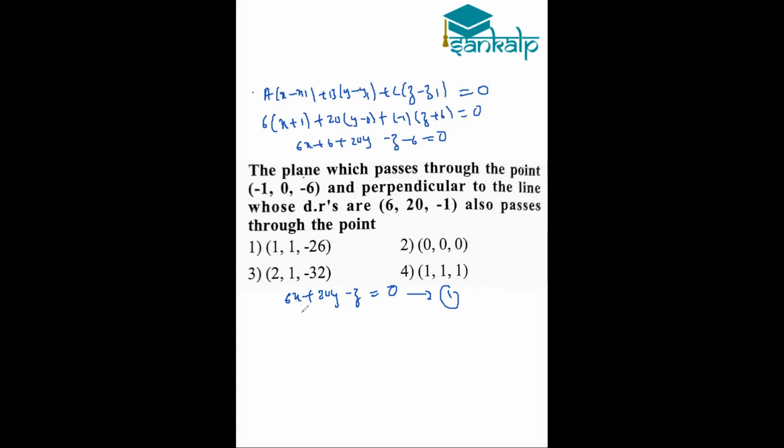We need to check which of these points lies on this plane. If you substitute the first point, x value is 1, y value is 1, and z is minus 26, it will be equal to 26 plus 26. But when we substitute the second point, the origin, it is 6 into 0, 20 into 0 and minus 0. So the overall answer will be 0, which is the RHS. So the origin (0, 0, 0) lies on the given plane.